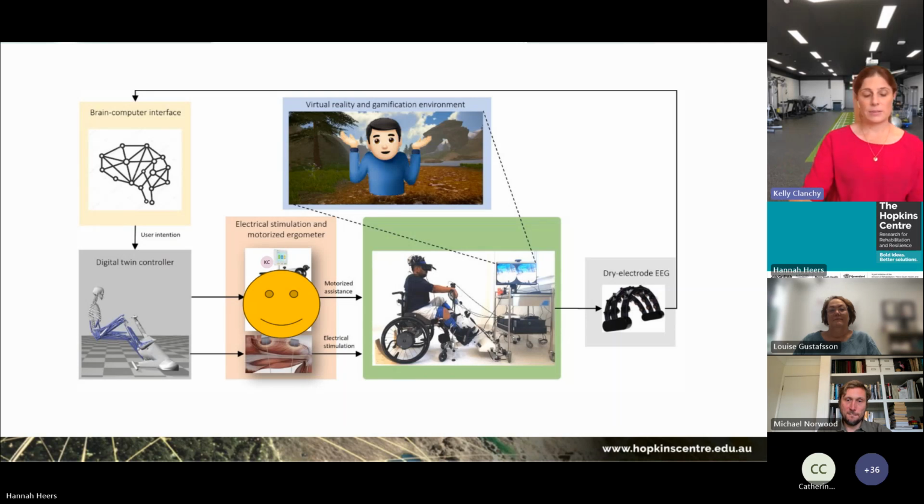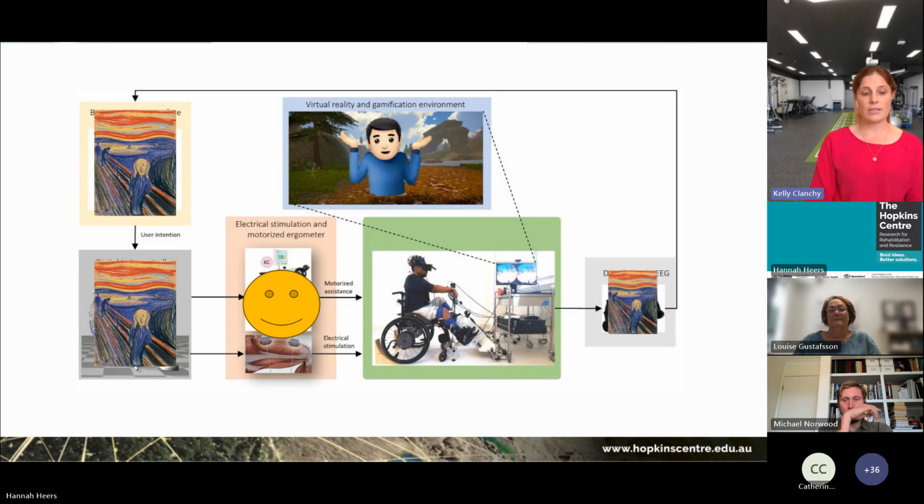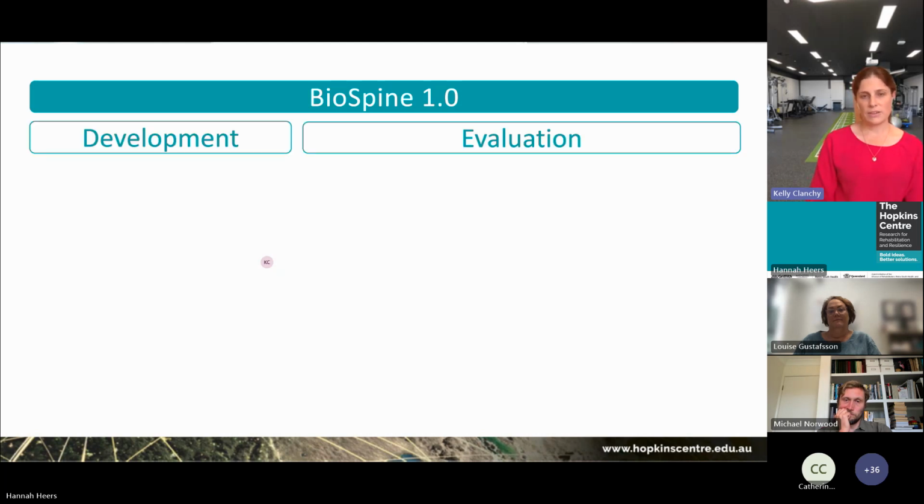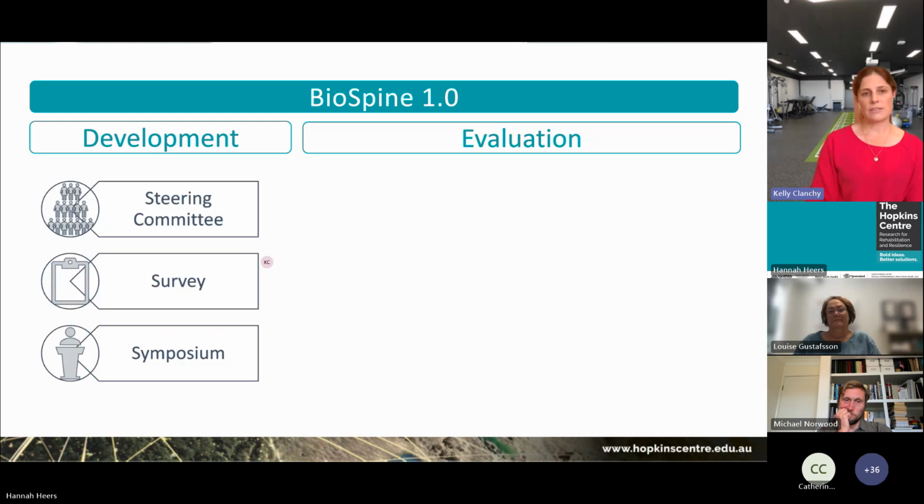The pain points for the BioSpine project, however, are the brain-computer interface, the digital twin, specifically the computational modeling and how that is integrated into the system, and the EEG. So when we had a look at BioSpine 1.0, our activities were divided into two parts: a development phase and an evaluation phase. Our philosophy of co-design is to implement it early and to implement it frequently. So the majority of our activities were in the development phase.